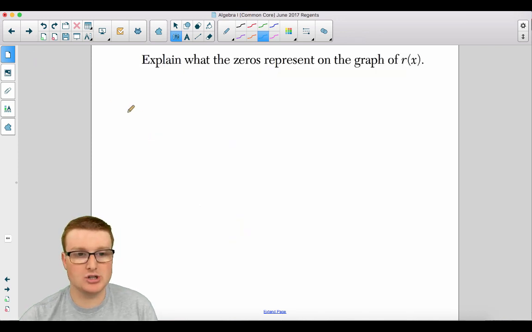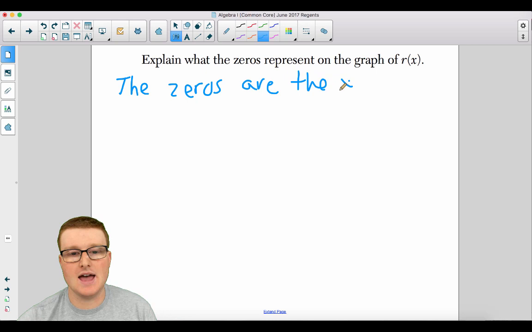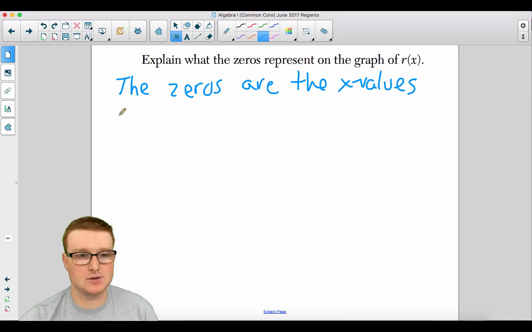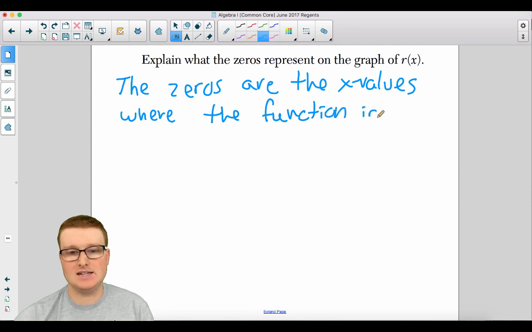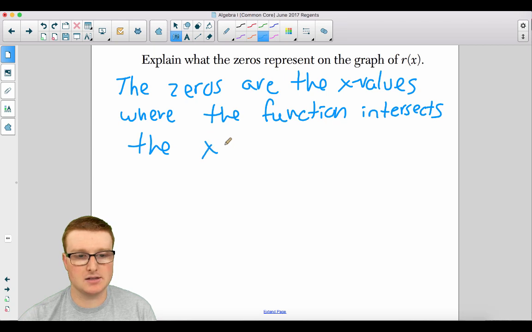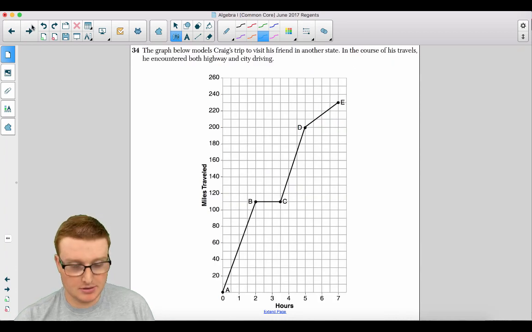So to put that into words, you're just going to say that the zeros are the x values where the function intersects the x-axis. And you're done. Happy. Okay, moving on to number 34.